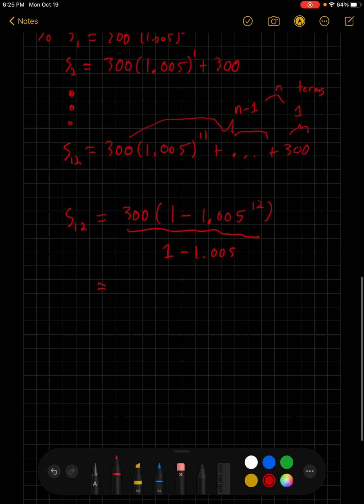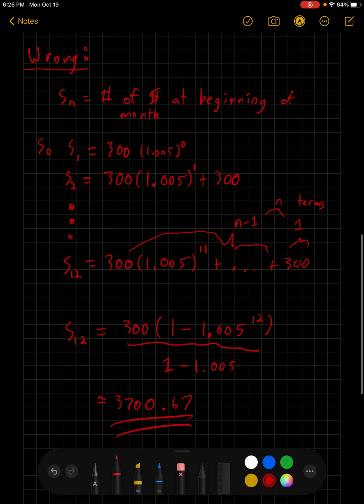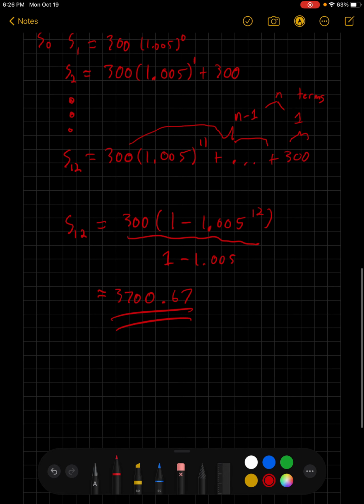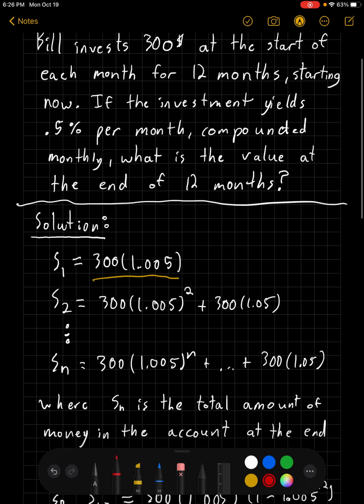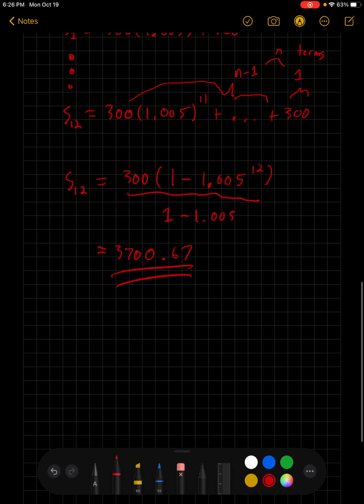Yeah, you get the answer that I had on the answer key, which is wrong. You get 3,700.67. And see, the problem here is that this is the amount at the beginning, right? The beginning of the month. We want to know what he has at the end of the 12 months, right? Because it's at the end of 12 months. So there's still one more compounding.